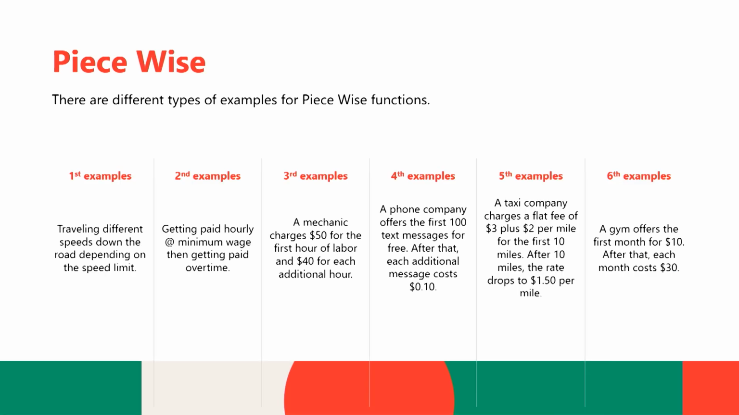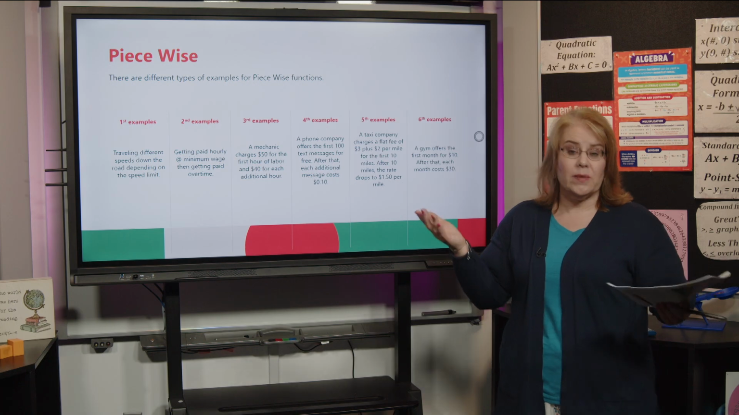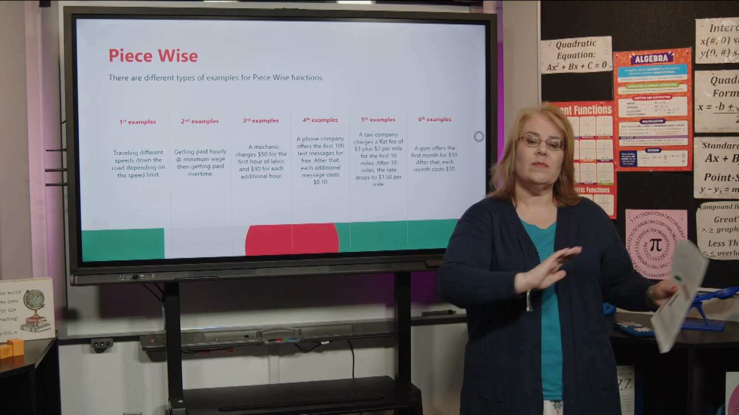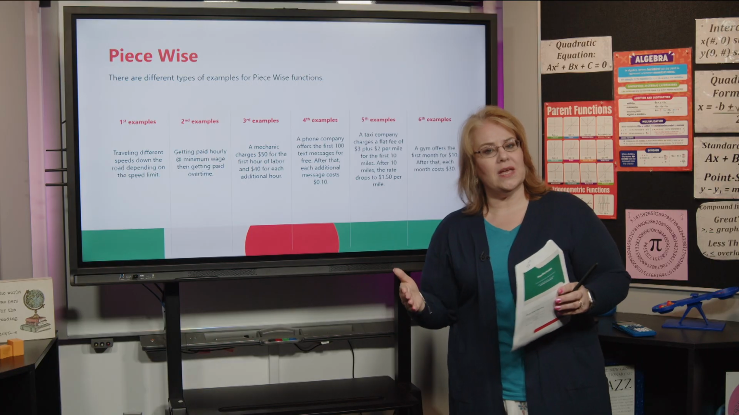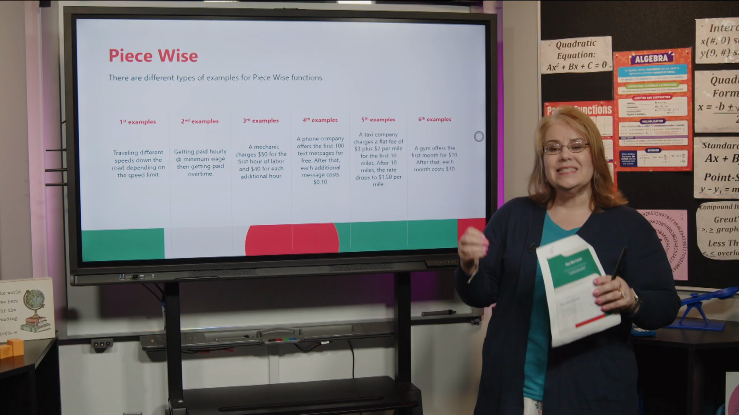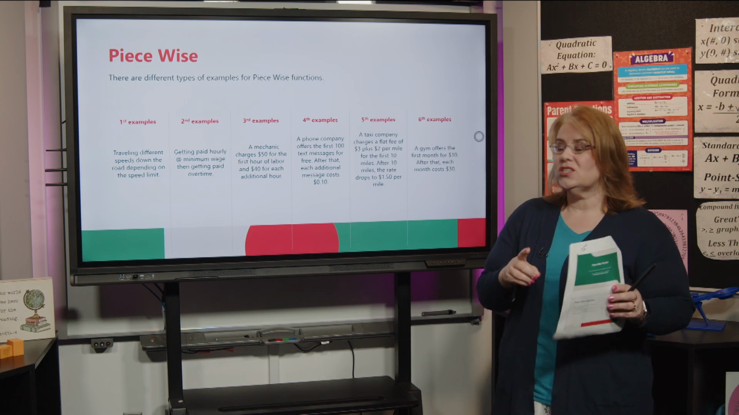All right, so a piecewise function. There are different types of examples of piecewise functions, so I want us to look at those. Our first example is traveling different speeds down the road depending on the speed limits. Some may be 55, some 35, some 75. Depending on where you are depends on the speed limit. So while you're in Mississippi, you can do 55, but as soon as you hit the Alabama line, maybe you have to drop it down to 45. So there's a different limitation to that speed.